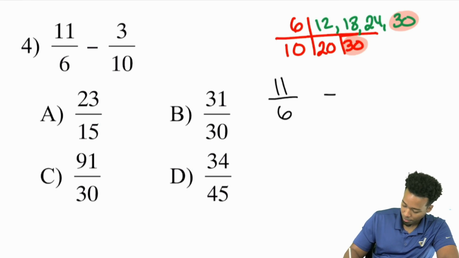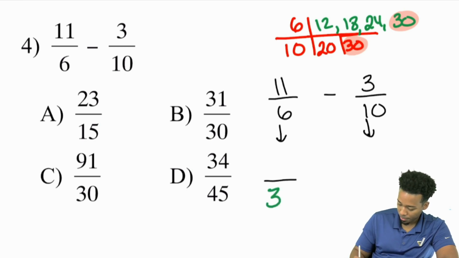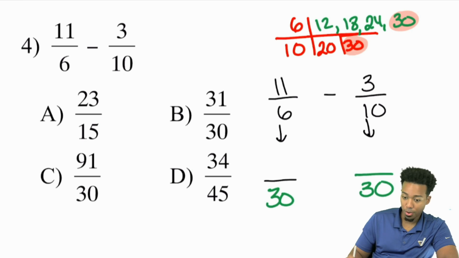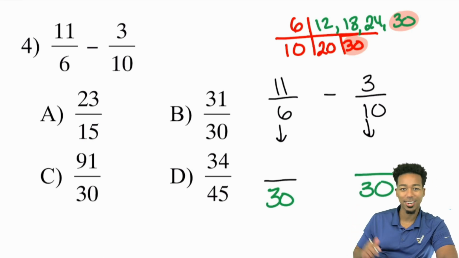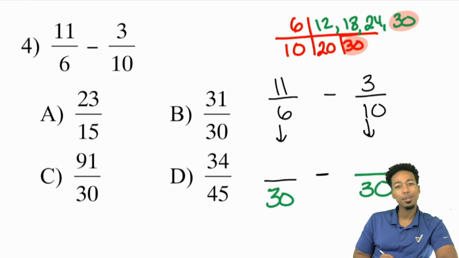11 over 6 minus 3 over 10. And I'm going to try to get both of these to be a denominator of 30. I want a denominator of 30 for both. I know my big old head's in the way. Don't worry, I'm not going to let it get in the way too much. But here we go. How do we get the denominator of 30?